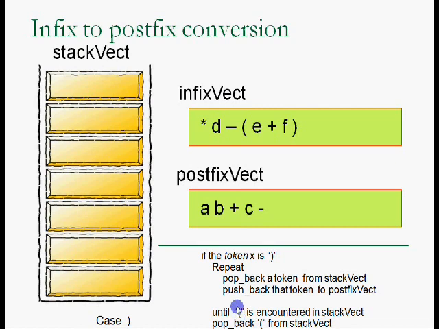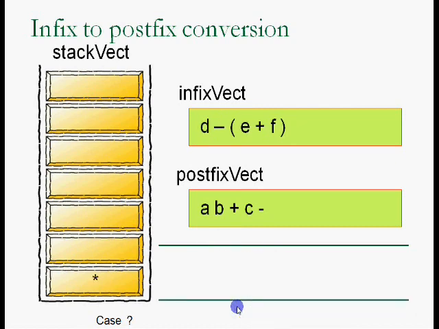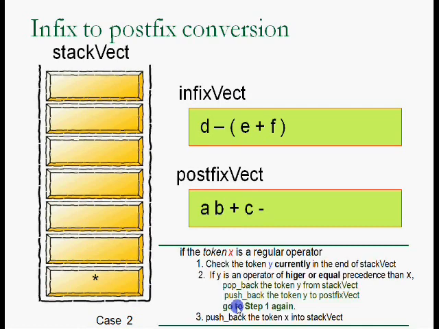And next is star. This is a simple case where you push the operator inside the stack. There is no other operator to be checked, but anyway you have to check inside the stack whether you have a higher precedence operator, but currently you don't have anything, so you just push the operator inside the stack.